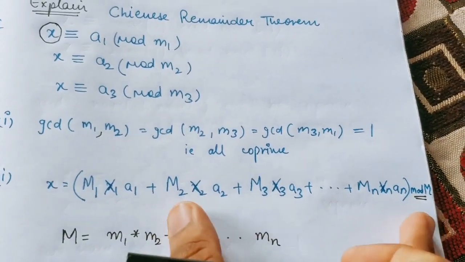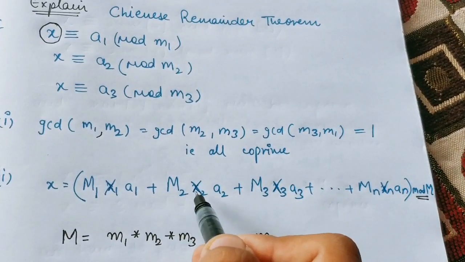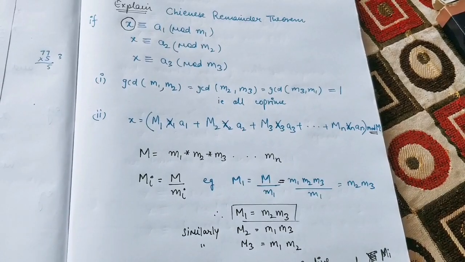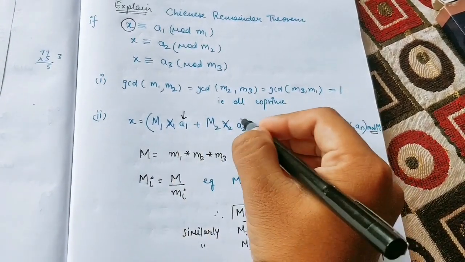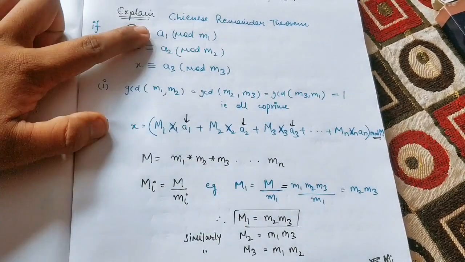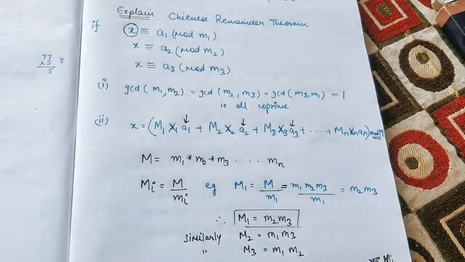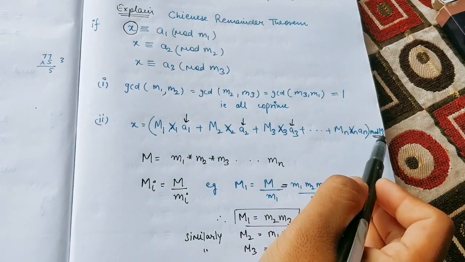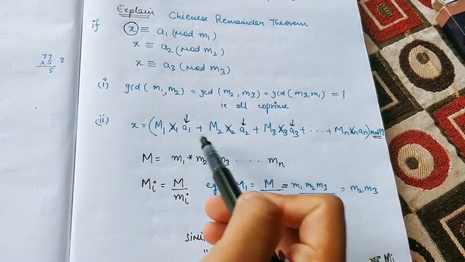So how will we find these values capital M1, capital M2, x1? Now we'll see that. Initially in this formula, we have the values of a1, a2 and a3 respectively. This will be given in the question. And we'll have to find the value of capital M, M1, M2, M3 and then x1, x2 and x3.